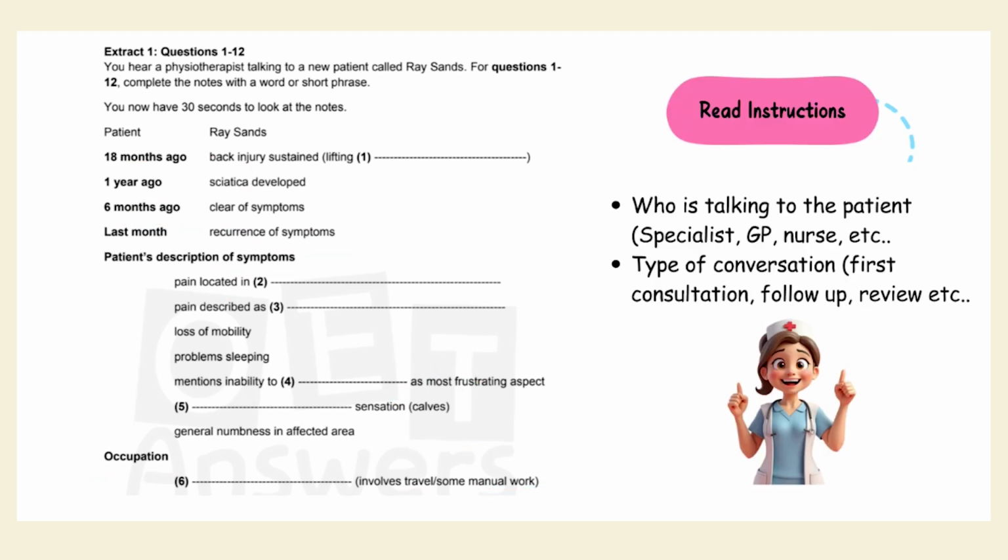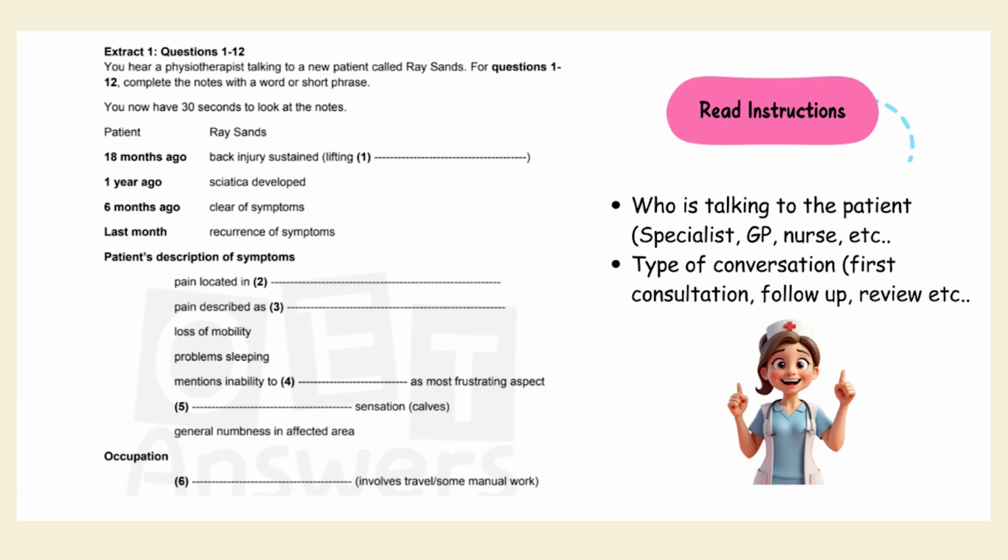So I will explain one by one. Read the instructions. By reading the instructions, what are the things you can consider? Who is talking to the patient? Either a specialist, a GP or general practitioner, or the nurse. So it is a conversation between the patient and the specialist or another person.